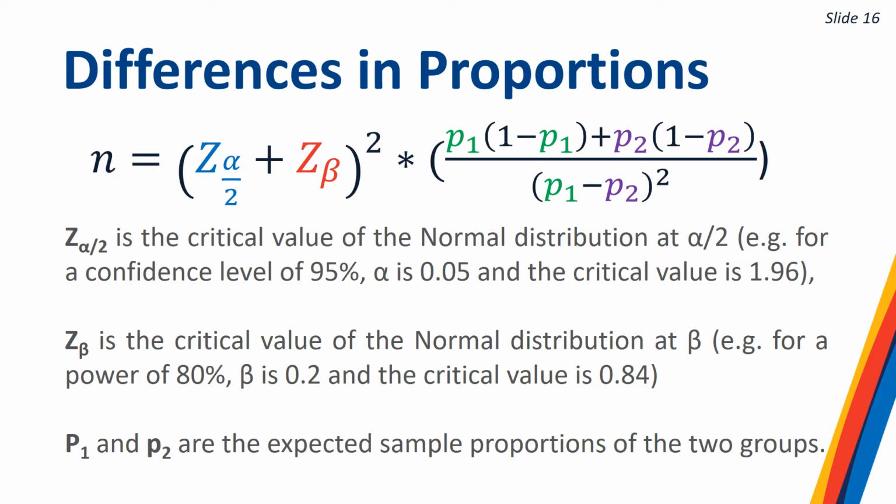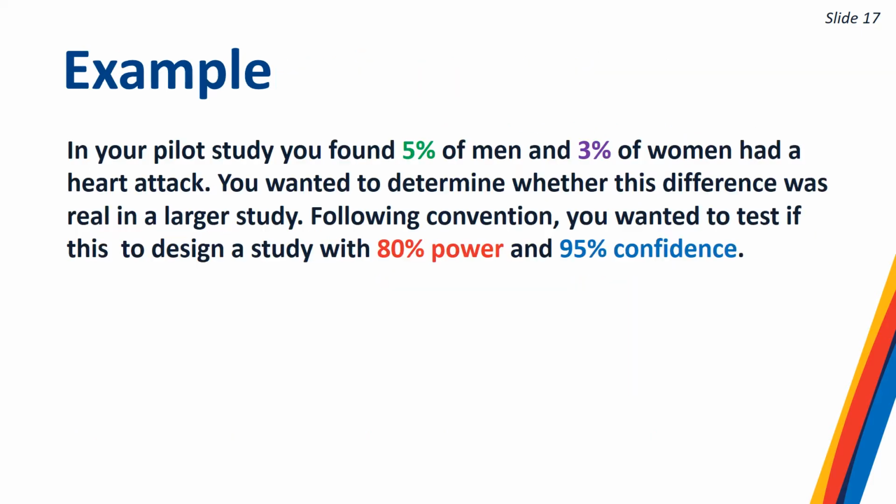And so on slide 17, I provide an example of the sample size calculations for the differences of proportion. Here, we conducted a pilot study. We observed that 5% of men and 3% of women had a heart attack. And you want to determine whether this difference was real in a bigger study. And so following convention, again, 80% power, 95% confidence.